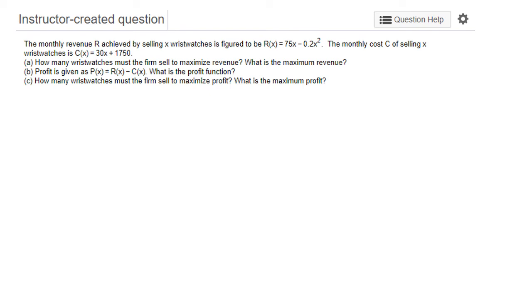So observe that revenue is a parabola, it's a quadratic function. The number multiplying x squared is negative, it is negative 0.2, which means it is a concave down parabola and therefore has a maximum. The maximum is at the vertex. So the coordinates of the vertex, x is given by negative b over 2a.